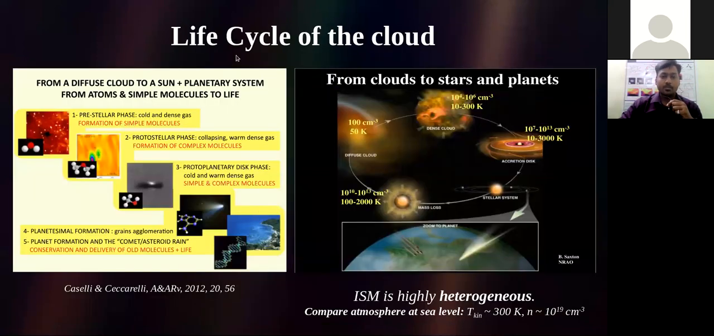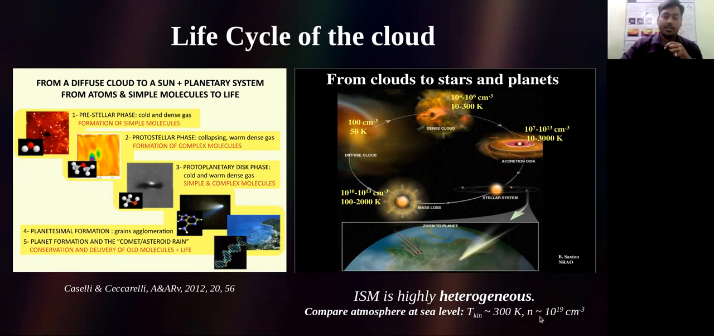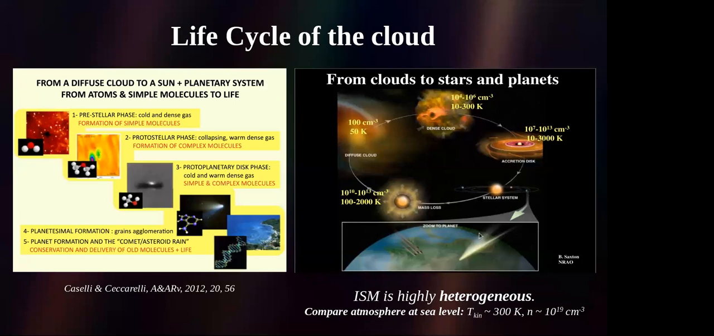So, life cycle of the cloud. We know the interstellar medium is a highly heterogeneous medium compared to our Earth atmosphere, where temperature is roughly 300 Kelvin and density almost 10^19 molecules per cubic centimeter. The interstellar medium consists of several types of clouds, from diffuse cloud to dense cloud. There are protoplanetary disks, and then mass loss, and then again formation of diffuse cloud. So this is a cyclic process.